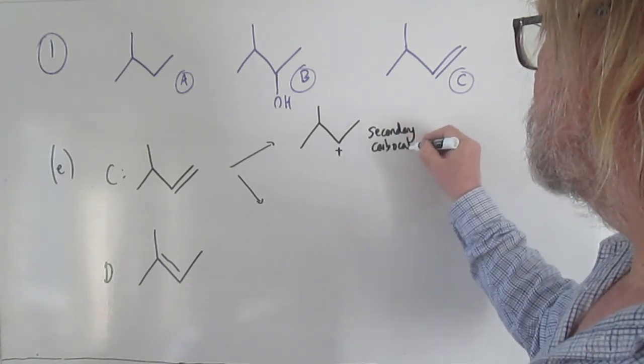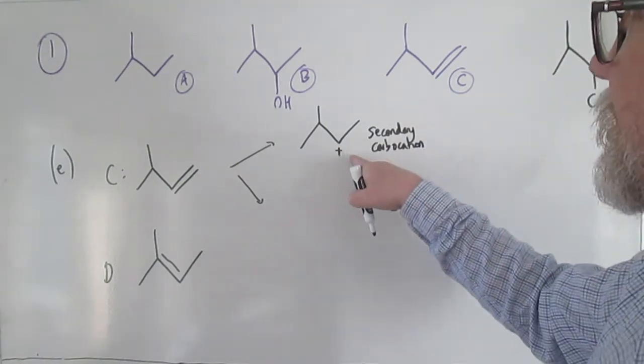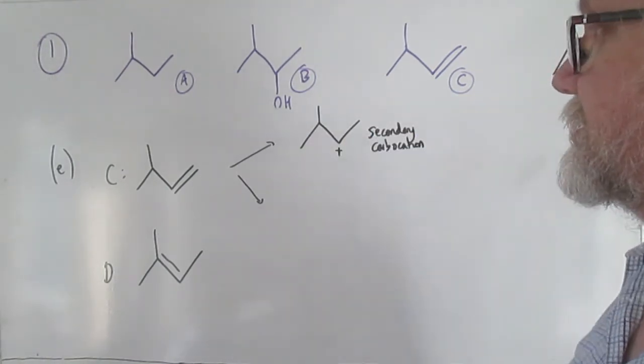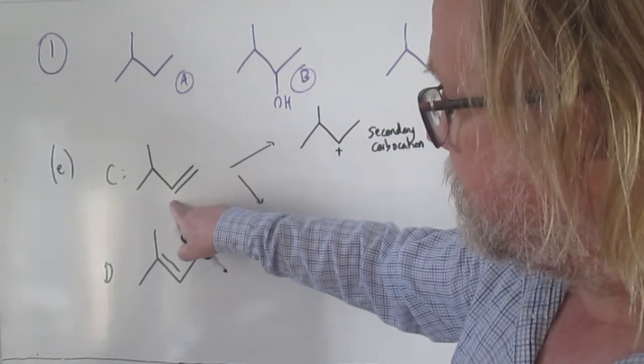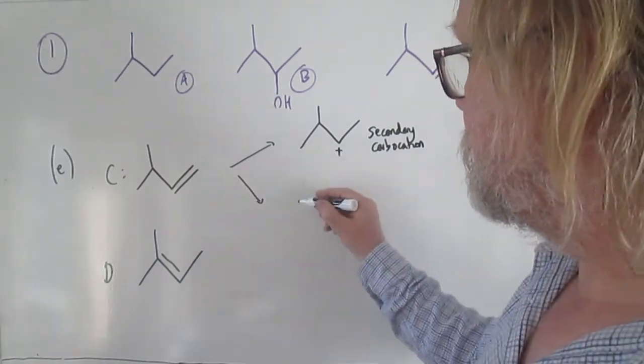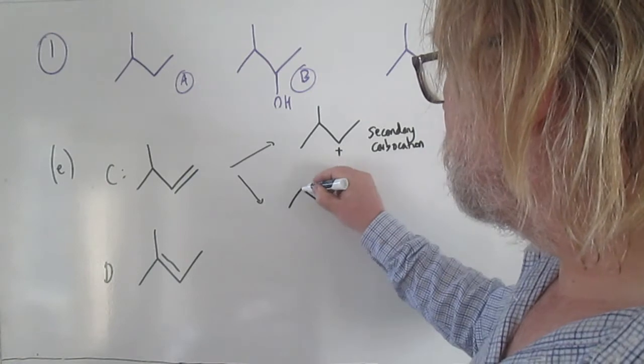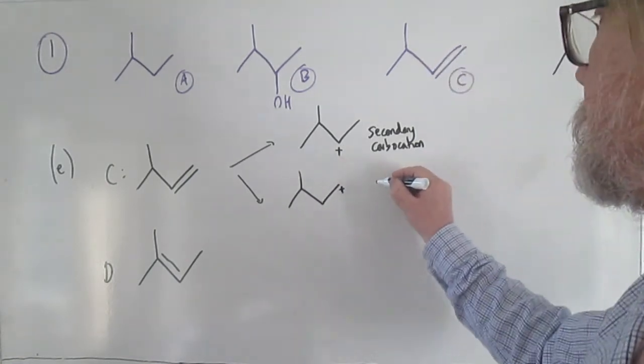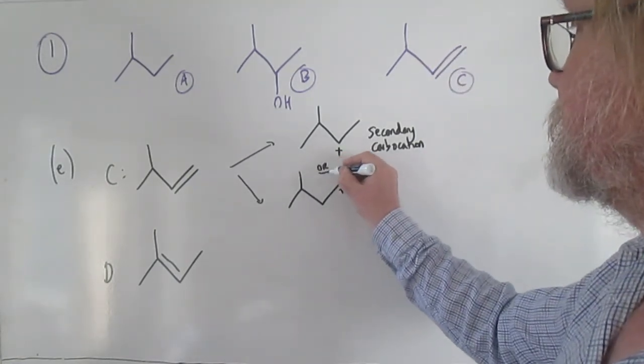Okay, secondary because the carbon with the positive charge has two other carbons attached. But if the H plus adds to here, then the positive charge will end up there instead, and then you'll get this, which is a primary carbocation. So these are alternatives.